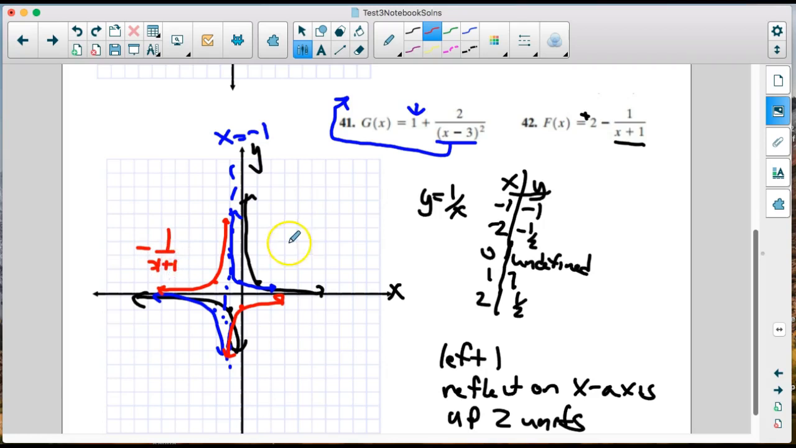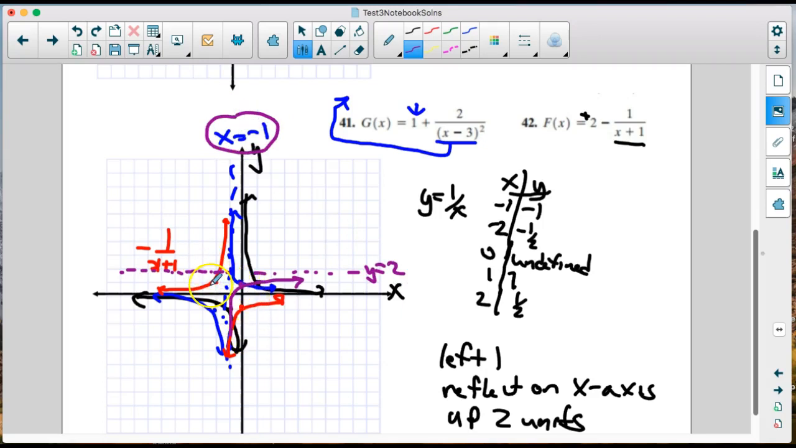And then we need to shift it up 2 units. So shifting it up 2 units just moves the x-axis asymptote up to here at 2. So we're going to move it up to 2 here. And then just shift this red graph up 2 units, 1, 2, to here. So it's actually going to cross back where the blue graph was. It's still going to have an asymptote on y equals 2 and x equals -1.